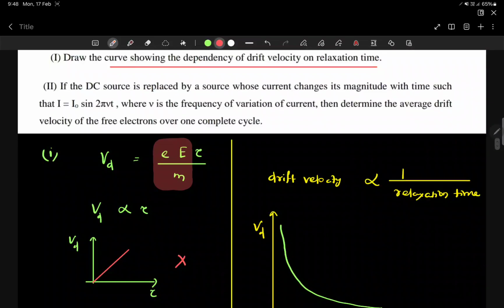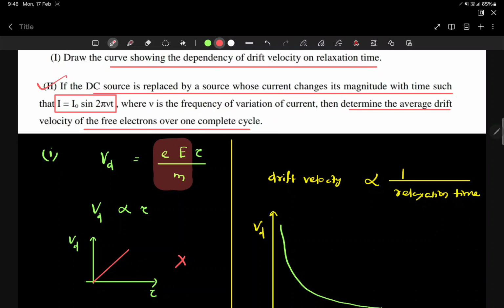And in the second bit, it is given: if the DC source is replaced by a source whose current changes its magnitude with time such that I is equal to I naught sine 2 pi nu t. So this is whose equation? Alternating current equation, where nu is the frequency of variation of current. Then determine the average drift velocity of the free electrons over one complete cycle.